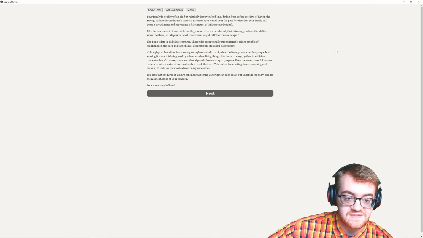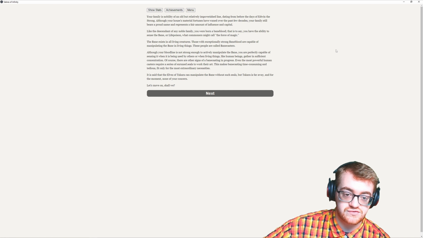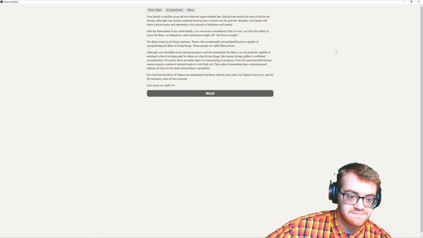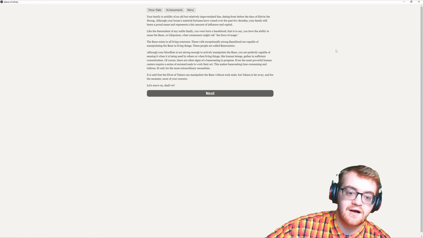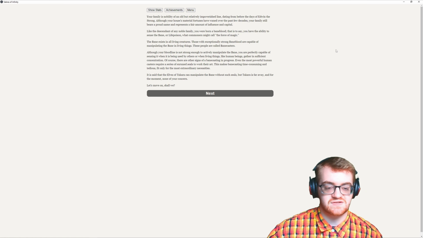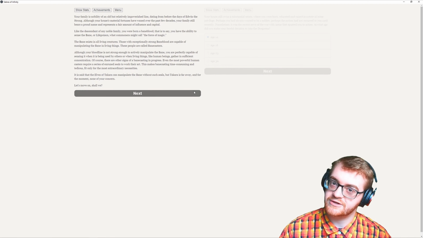Of course, there are other signs of a Bane casting in progress. Even the most powerful human casters require a series of inscribed seals to work their art. This makes Bane casting time-consuming and tedious, fit only for the most extraordinary necessities. It is said that the elves of Takara can manipulate the Bane without such seals, but Takara is far away and for the moment none of your concern. Let's move on, shall we?